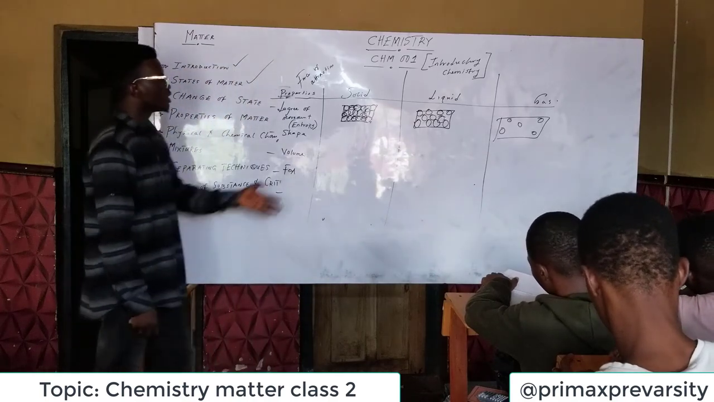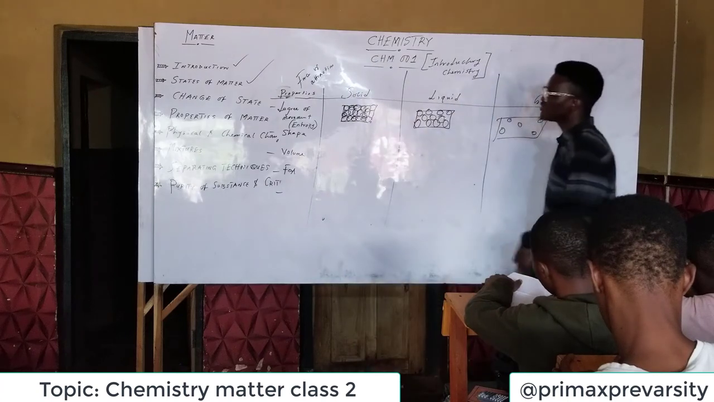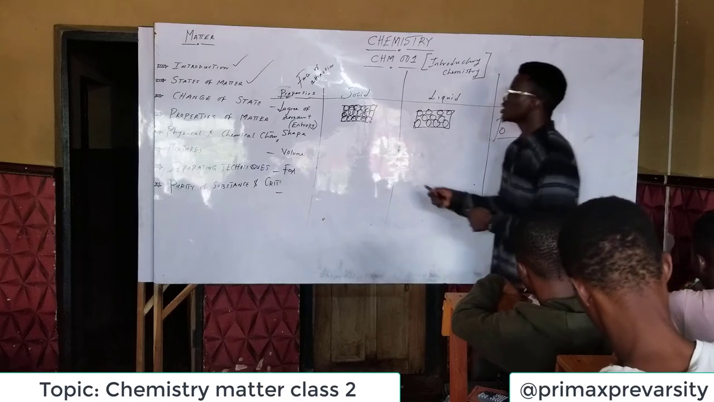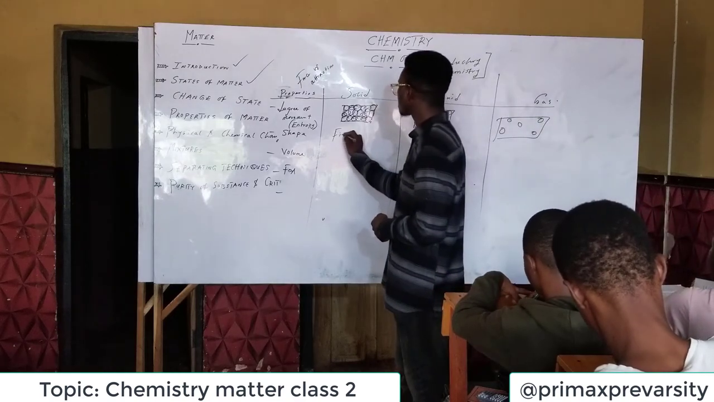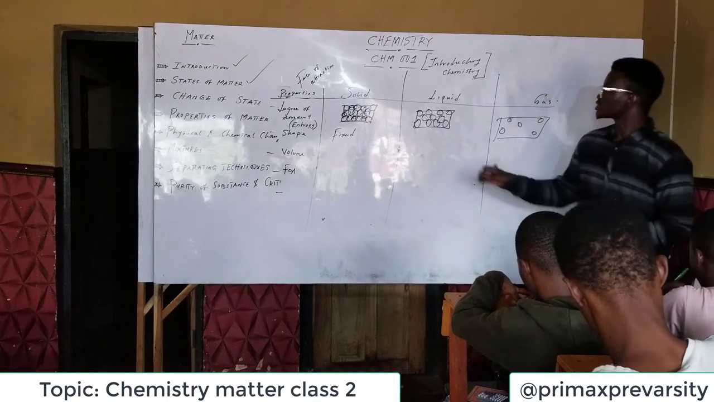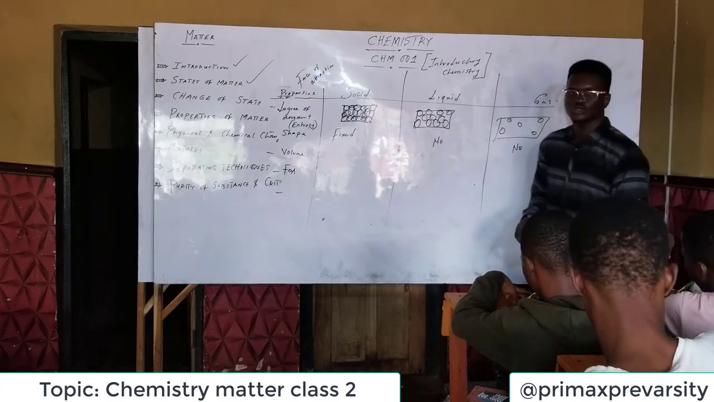When you are talking about solids, generally, solids usually have a definite shape. Solids, they have what? A fixed shape. So their shape is fixed. But liquids don't have any fixed shape. No fixed shape for gases as well.